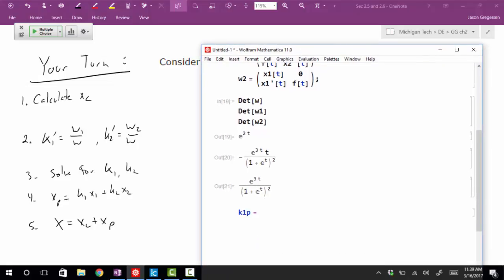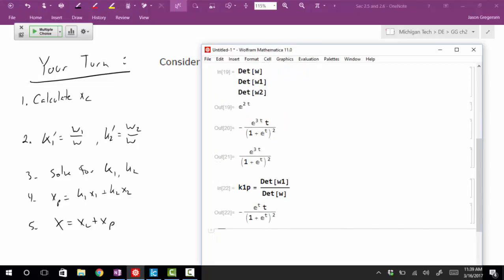All right, what's K1 prime? Well, K1 prime should just be the determinant of W1 divided by the determinant of W. All right, that should be K1 prime. There's my value for K1 prime. What's my value for K2 prime? K2 prime should just be W2.